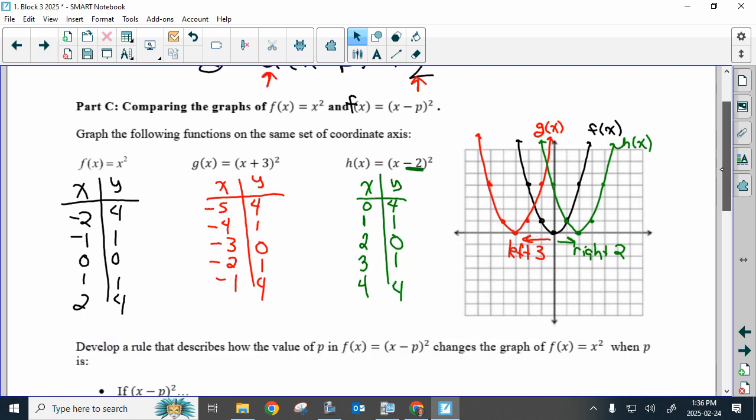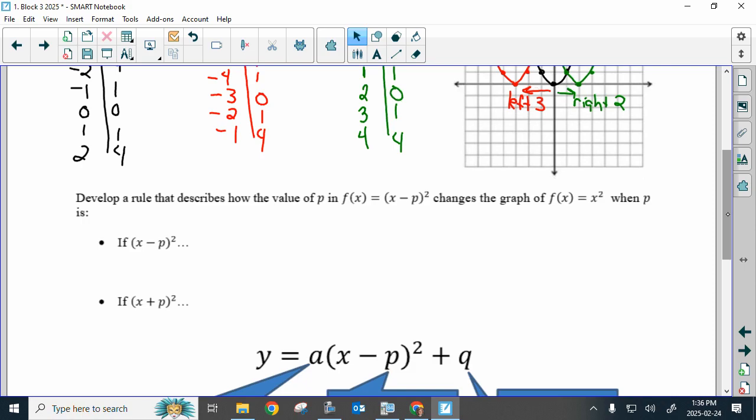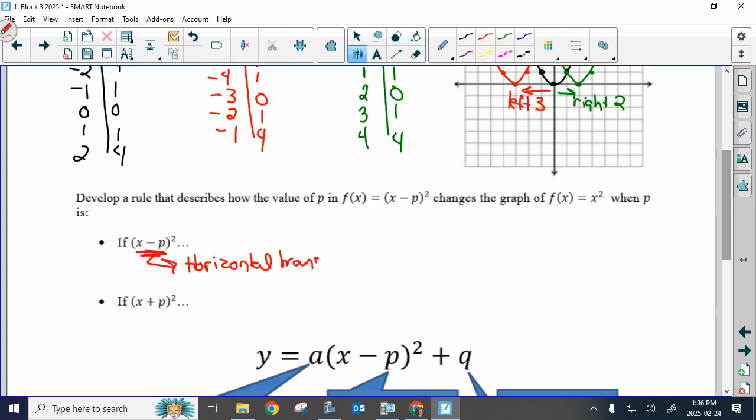So, when you see the p-value in brackets, I need you guys to think horizontal translation right. So if you see a negative sign, so if you see that it's negative, it's going to the right p units. So if in brackets you see a subtraction sign, you're going to the right.